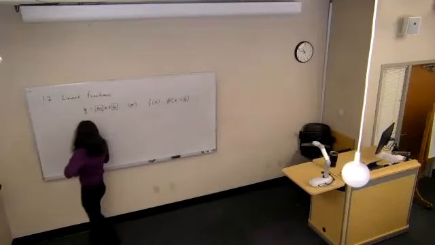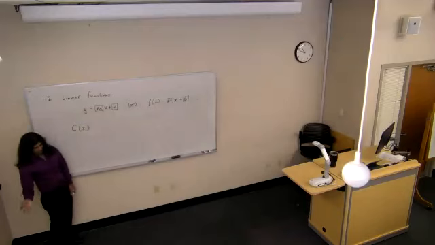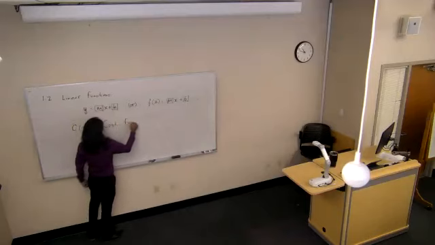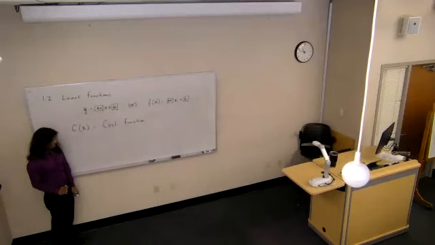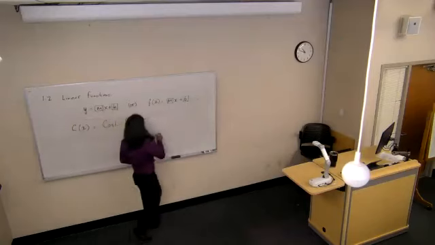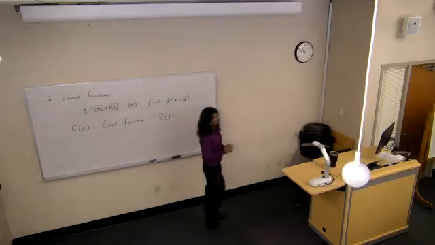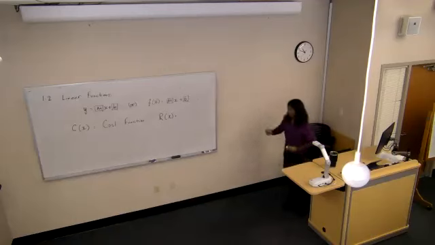Instead of if I used C of X in this class, cost function, same thing, you probably see it over and over again, so know the difference. C of X, cost function, R of X. Business majors, you should know this, right? No? Revenue. Revenue.